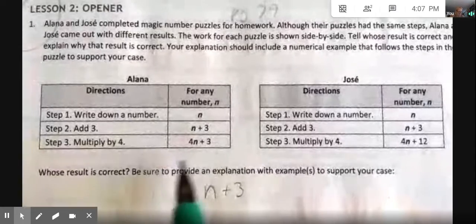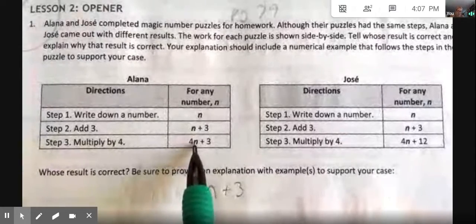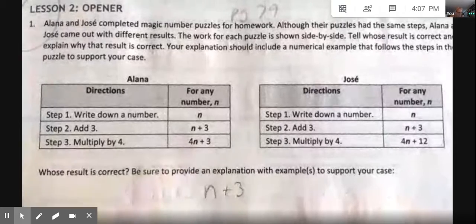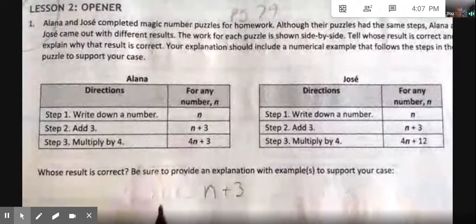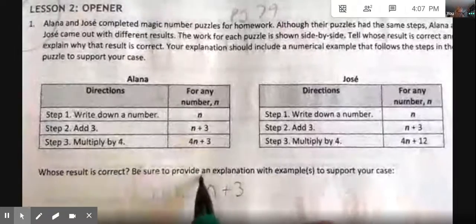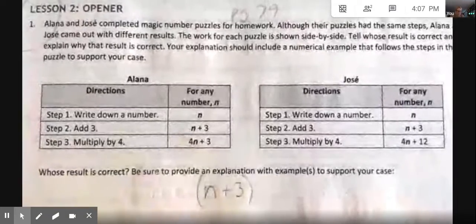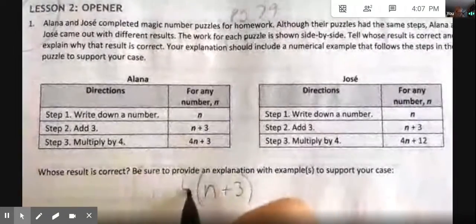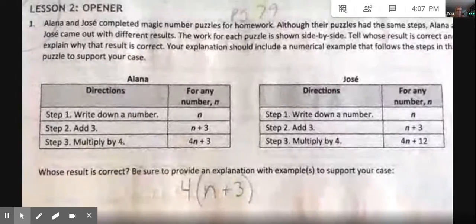Okay, well, it looks like Alana just multiplied the n by 4. But it says to multiply by 4 to n plus 3. So that means the whole thing. So I would put parentheses around it and put my 4 out front.